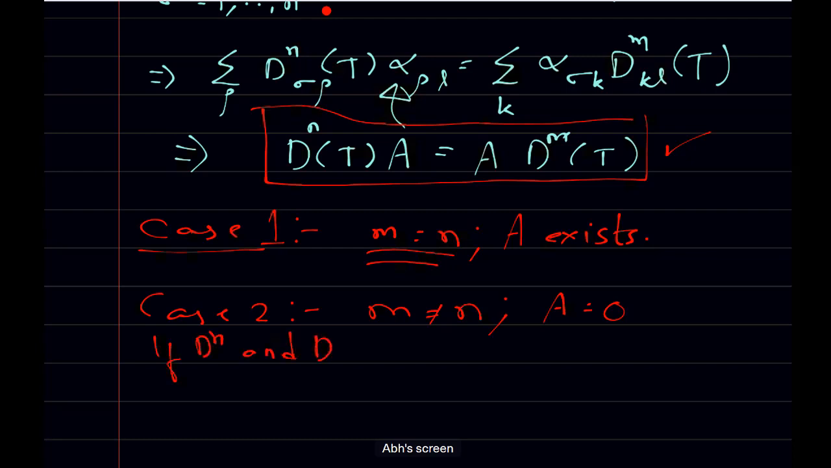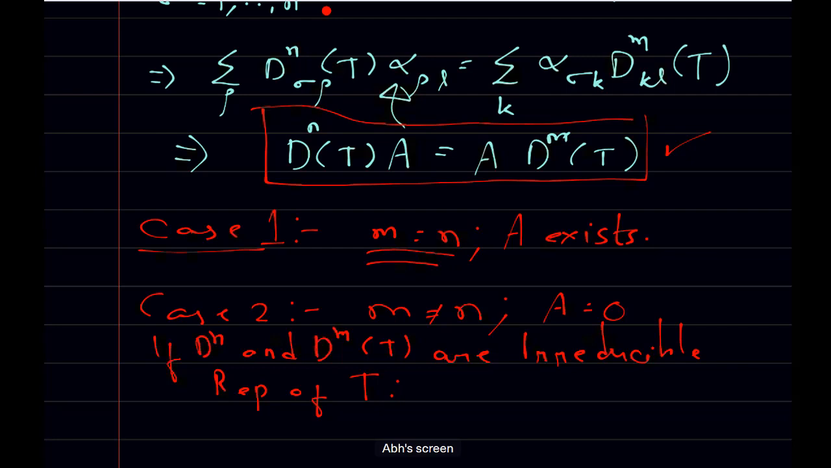and dm are, look at the word, irreducible representations of group operator T, then for m not equal to n, A has to be 0. Else you cannot satisfy all the conditions at once. You cannot have m not equal to n and A not equal to 0.